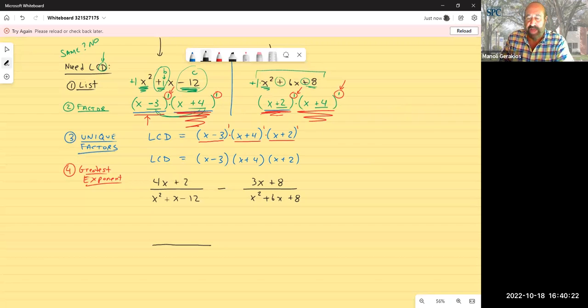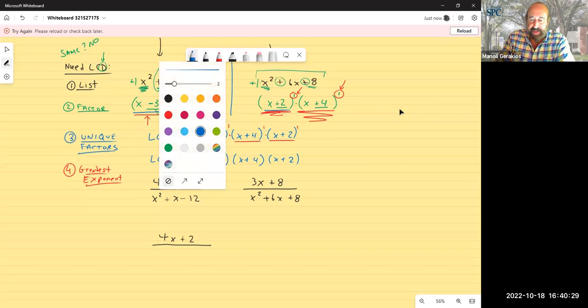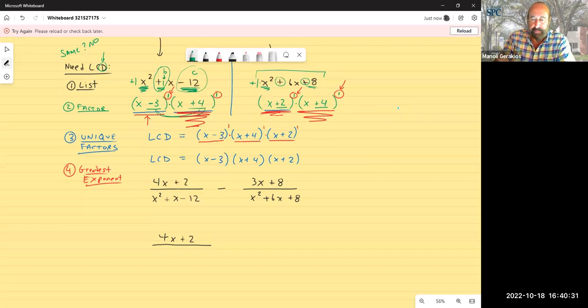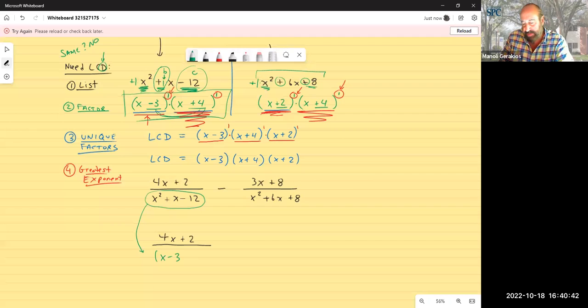The first fraction, right above where we're writing right now, 4x plus 2. I want to write this denominator, its original denominator, in factored form, which is this. So watch, we're not converting, we're just rewriting in factored form, x minus 3 times x plus 4. This is going to help us in the next step. This is an intermediate step. And then we're going to start converting to the denominators of the LCD.